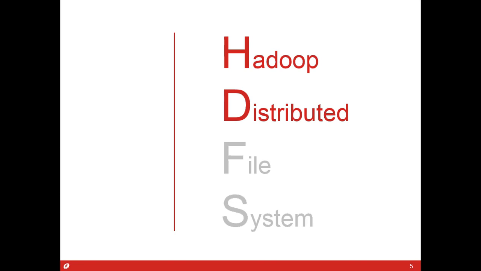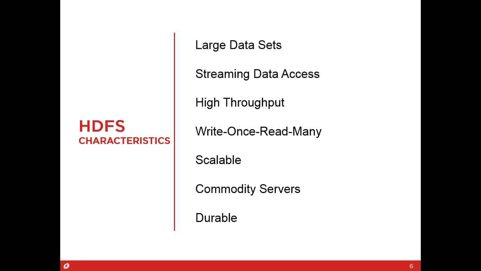Now the latter point is really important. HDFS is not designed to be a general purpose file system like NTFS or ext4 and currently used as such. It is a file system that is purpose-built for big data analytics. And this means that it's optimized for things like large data sets, where large is often measured in hundreds of gigabytes through to petabytes. It's also optimized for streaming data access as opposed to interactive access.